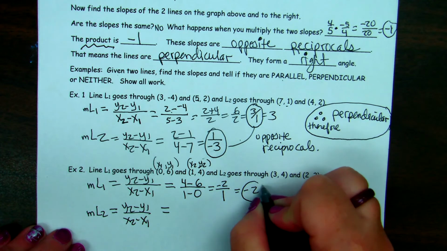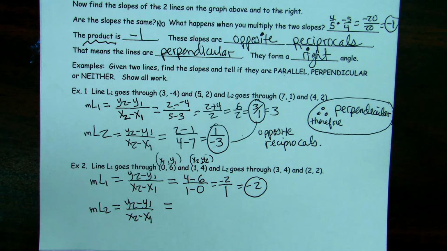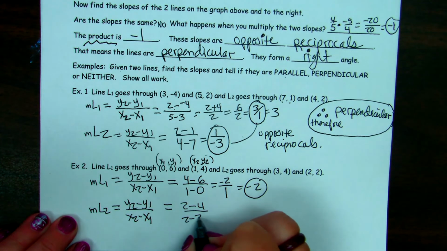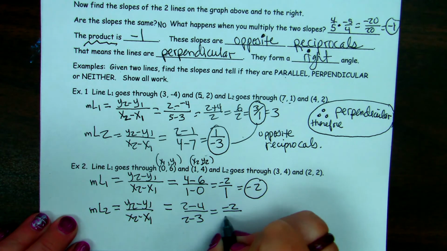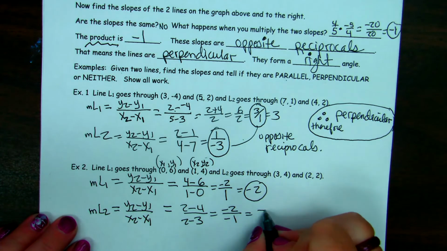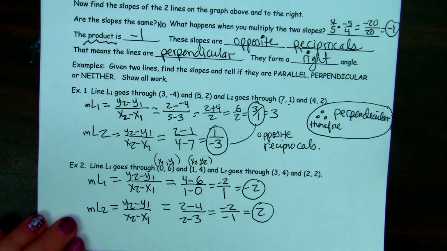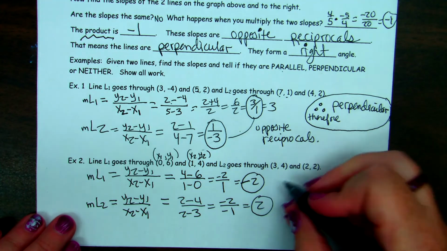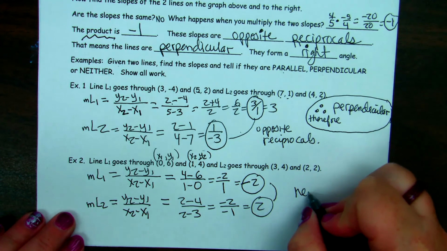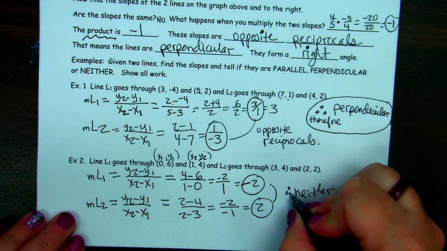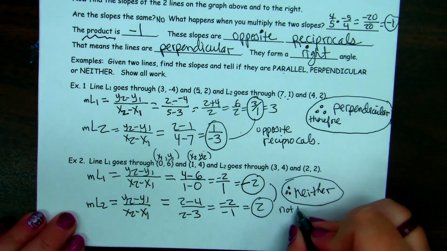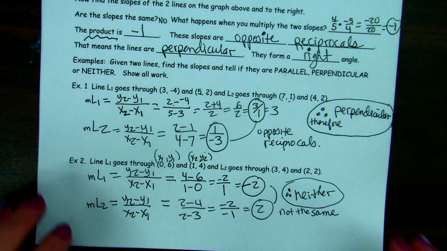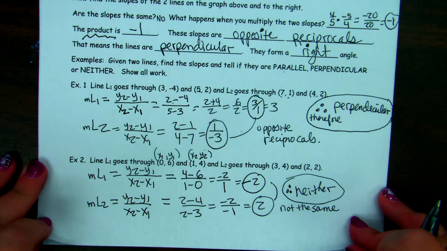So I got -2. Did you guys get -2 for the first one? The two negatives cancel and we get 2. So we get 2 and -2. Are they the same? Well, they're both 2's, but are they the exact same? One has a negative and one doesn't. So it's neither, because they're not the same. They have to be exactly the same number, same sign and everything to be parallel.